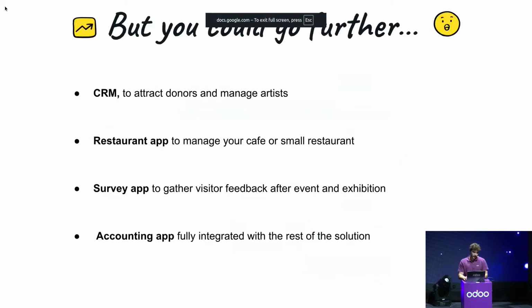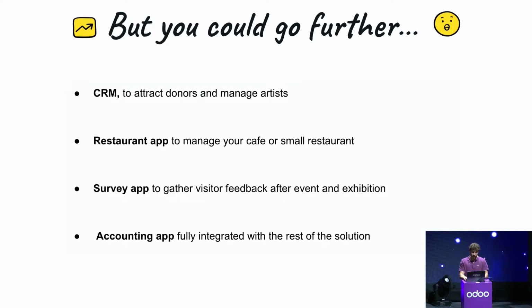But it's not over. You could go further. So this was just the industry module, but you can obviously do a lot more things with Odoo. First, you have the CRM that could be interesting to attract donors and maybe to manage the artists that you are in contact with. You also could use the restaurant application if you have a cafe or a small restaurant linked to the museum.